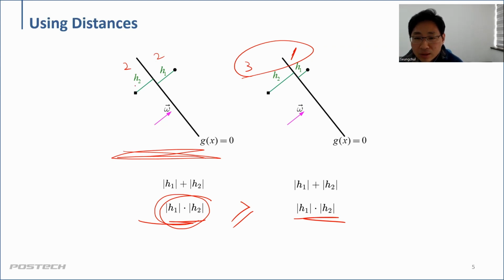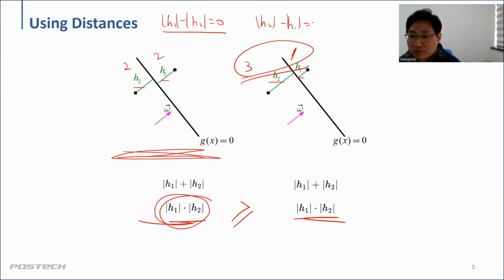H1 minus H2, and if we got 0, I see. But the idea is that... okay, so you said that H1 minus H2 probably is 0 is better, right? I mean, this one, H2 minus H1, probably is 2. So we want to minimize that one. Exactly. That's good.